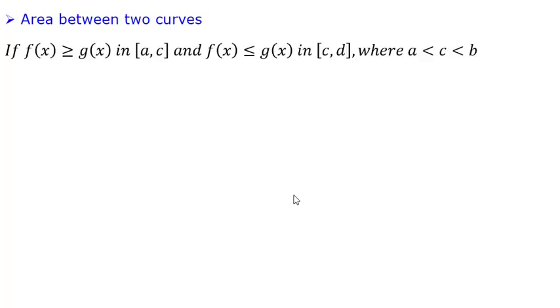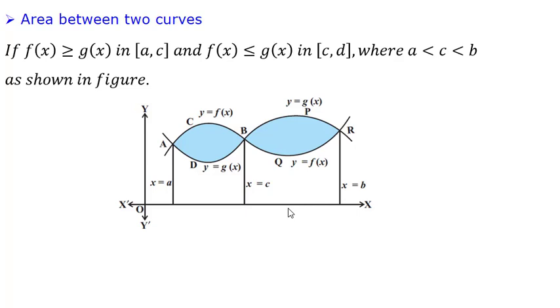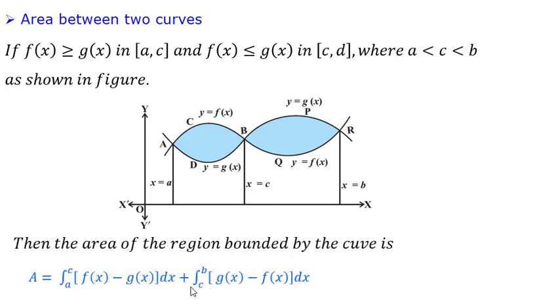Now if f(x) is greater than g(x) from a to c and f(x) is less than g(x) from c to b, that means our curve is changing direction like this. So from a to c, y equals g(x) is below f(x), and from c to b, y equals f(x) is below g(x). In that case, from a to c we are going to find f(x) minus g(x), then from point c to b we are going to find g(x) minus f(x), as given in the formula.